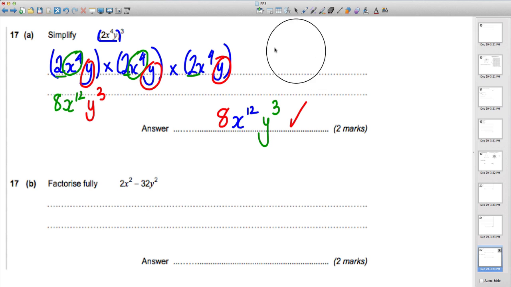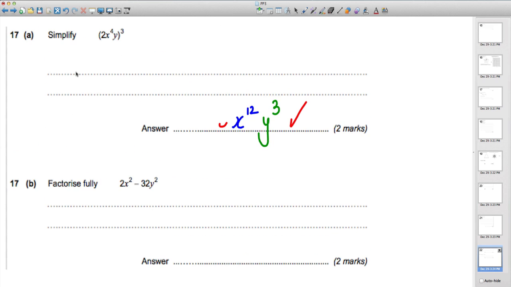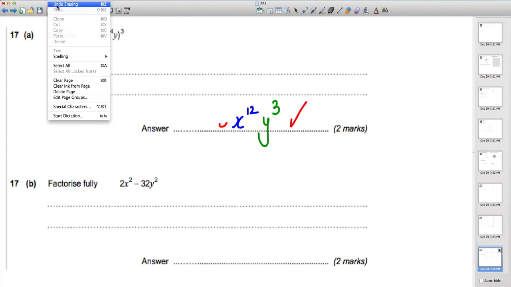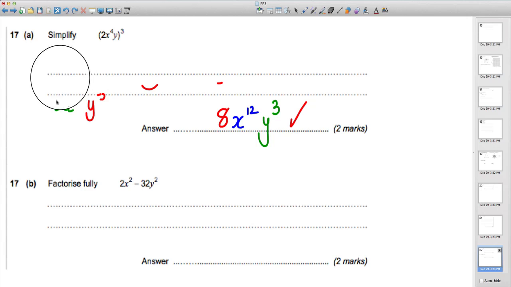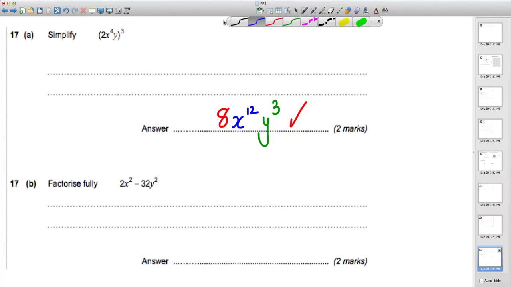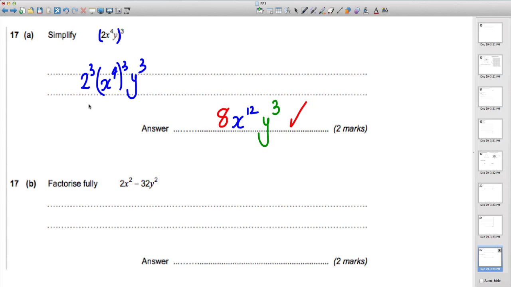If you're good with your indices, the way you'll remember it is simply that everything gets cubed. Because it's in brackets, the 2 gets cubed, so it's 2 cubed. The x to the 4 gets cubed, and the y gets cubed. 2 cubed is 8. Power of a power rule, you multiply powers, so it's x to the 12, and y cubed stays as it is. Okay, so there are many ways of remembering that.